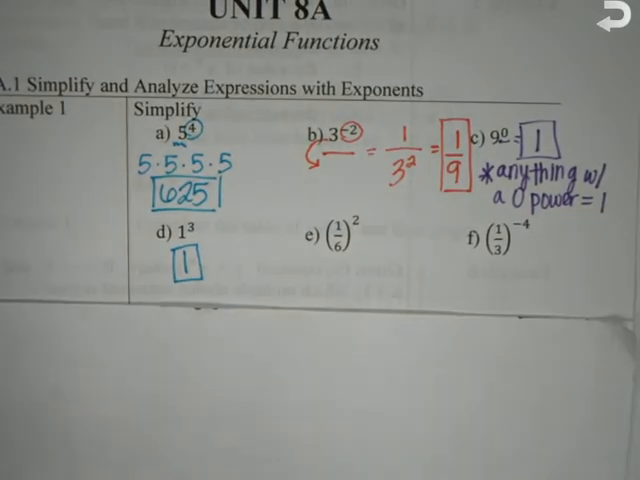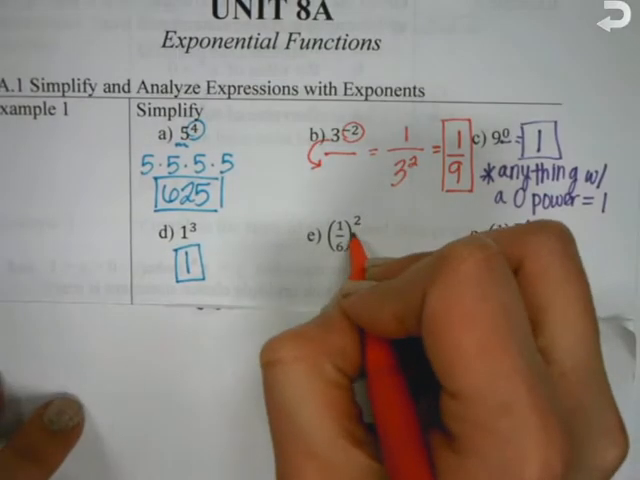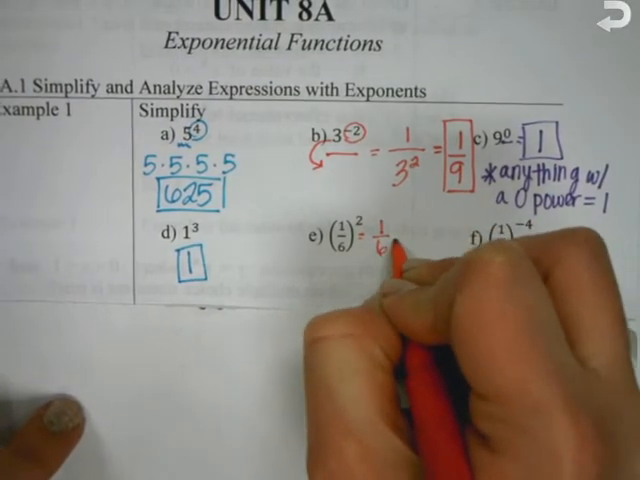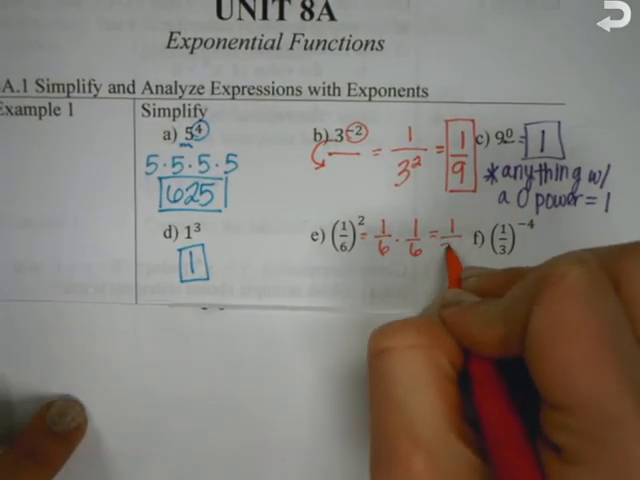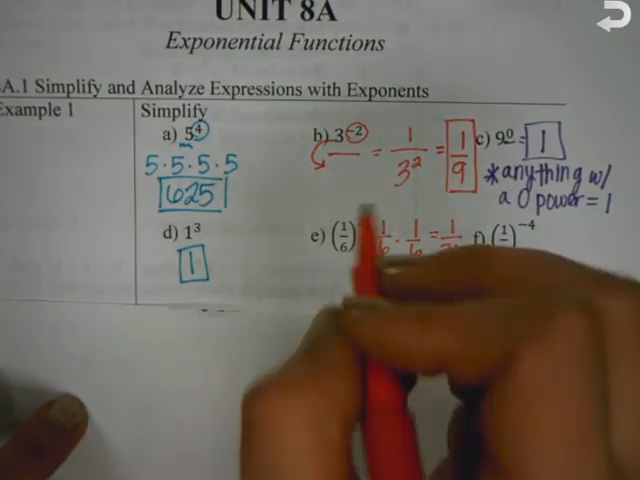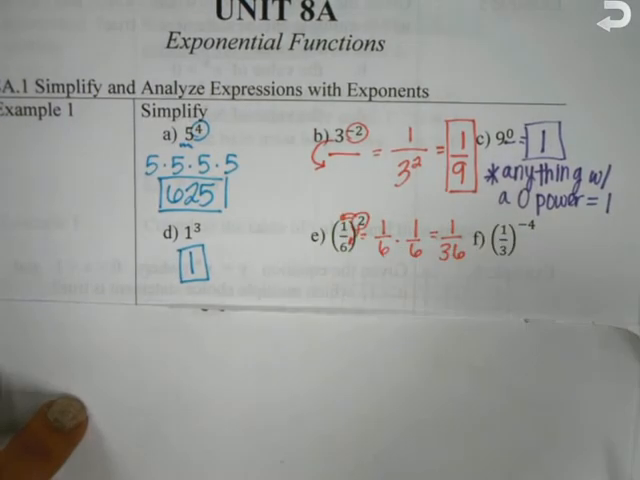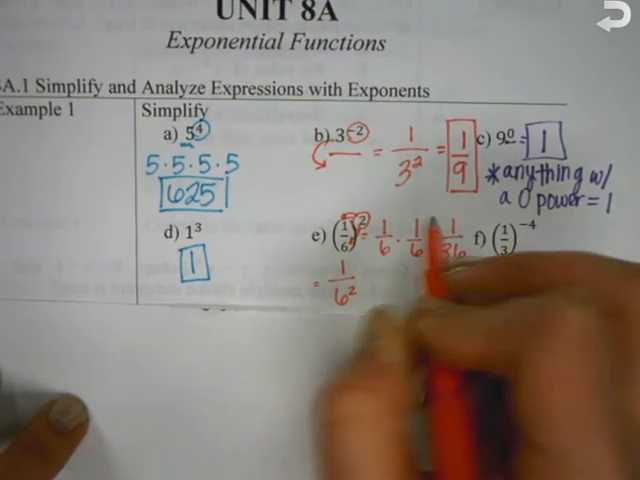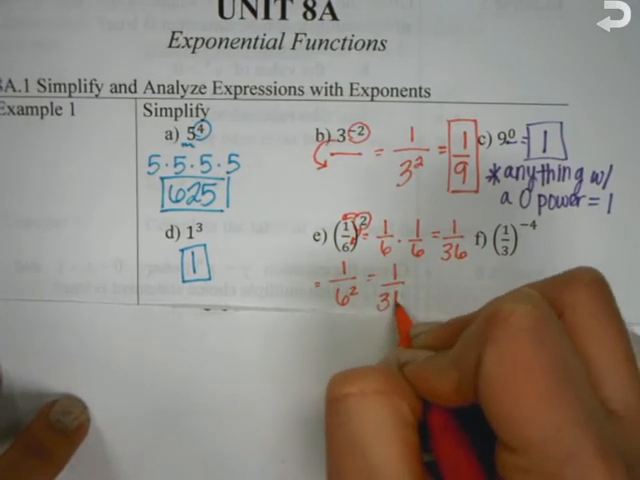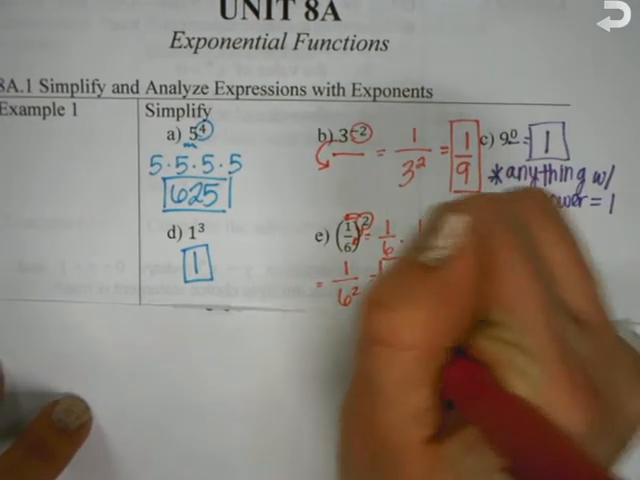Okay, what if I have a fraction, 1 over 6, all of that to the 2nd power? What happens there? Well, we can do two things. We can just multiply 1 over 6 times 1 over 6, right? Which would give me 1 over 36. Or we could also distribute that 2 into the parentheses, right? And that would give me 1 over 6 squared, which is 1 over 36. So you can do it one of two ways. You'll get the same answer either way.